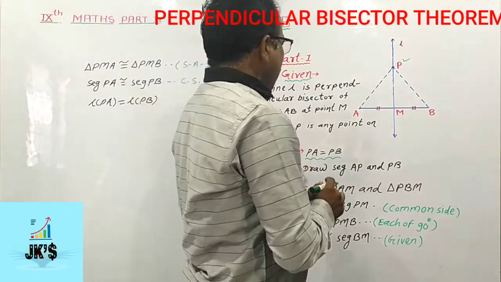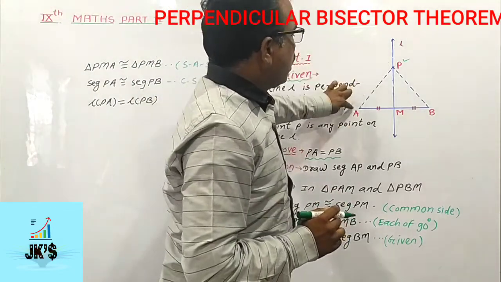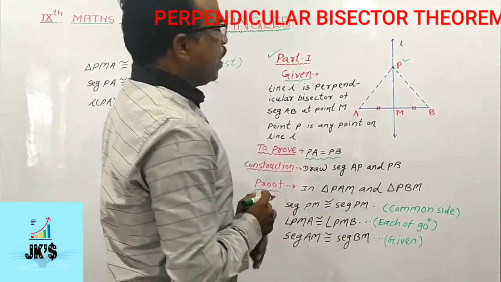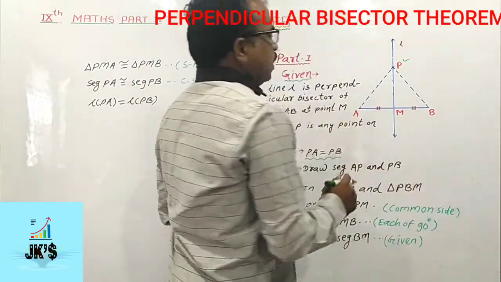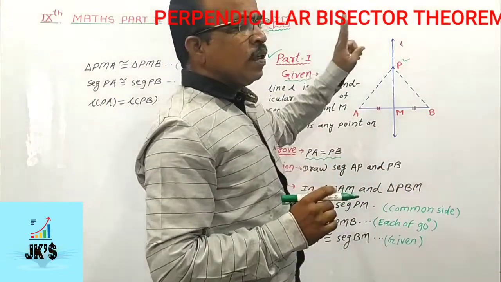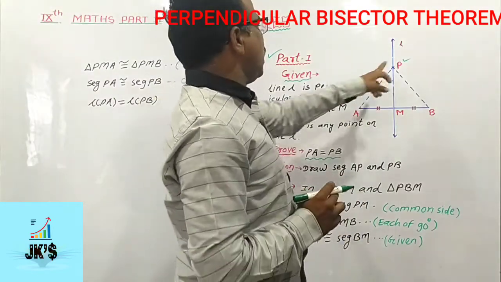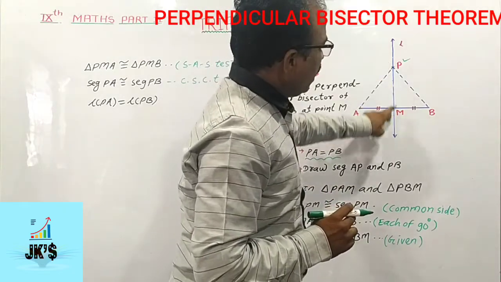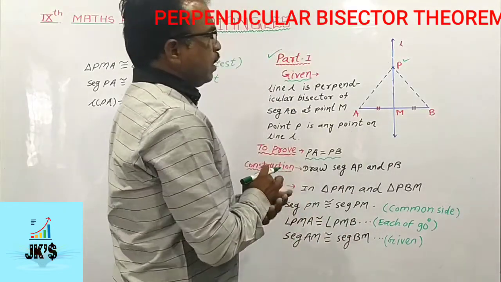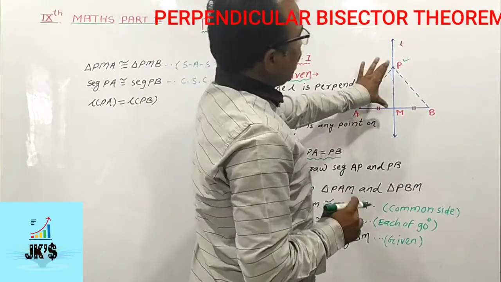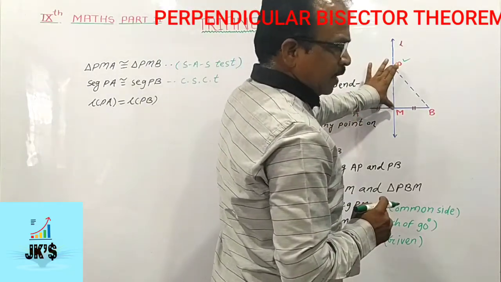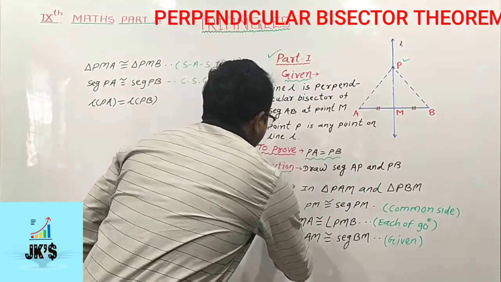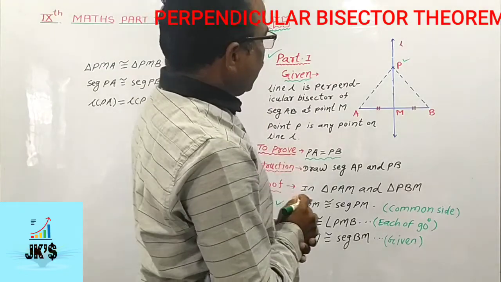So friends, the construction is join point A and P, means draw AP and PB. When we draw these 2 points, then in the figure 2 triangles are there. One is triangle PMA and another one is triangle PMB. In these 2 triangles, when we see friends, side PM, this is a common side. PM is common, hence PM congruent PM. Common side.